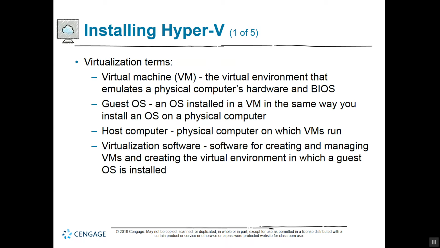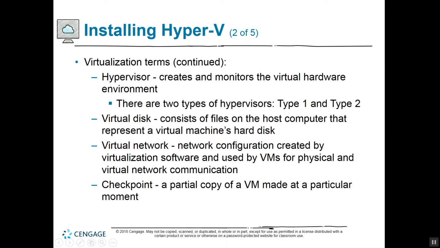Virtualization software is software for creating and managing VMs and creating the virtual environment in which a guest OS is installed. We've got different types of virtualization software available, but the one we're dealing with today is Hyper-V. Now, a hypervisor creates and monitors the virtual hardware environment. There are two types of hypervisors: type 1 and type 2.